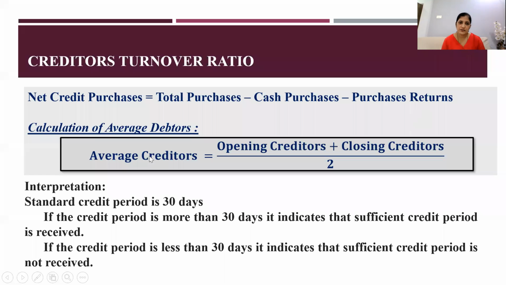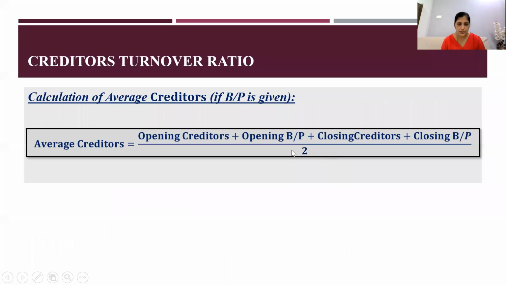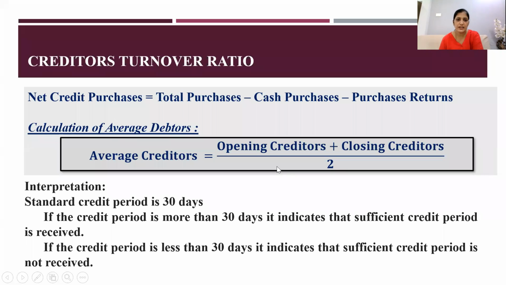Calculation of average creditors: average creditors is equal to opening creditors plus closing creditors divided by 2. This you can also read as opening creditors plus bills payable. Here I'll show: if you have opening bills payable and closing bills payable, your formula will be like this. Opening creditors plus opening bills payable plus closing creditors plus closing bills payable divided by 2. Same thing as you have done for debtors turnover ratio.